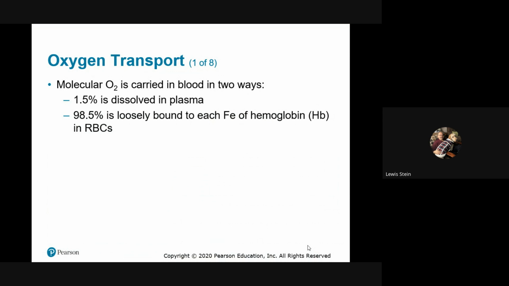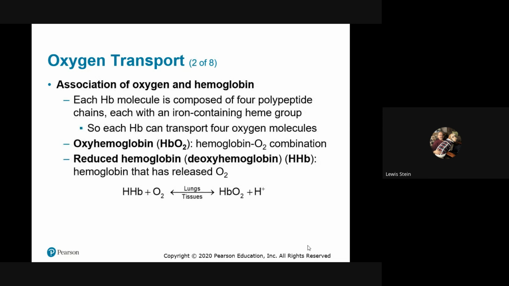So, how does it make its way around? Oxygen's easy. As you can see, there's not a whole lot of oxygen gas in the bloodstream. It's a very, very tiny amount. About 98.5%, loosely, is the watchword, because this is where we get into that saturation curve. It's bound to each iron of the hemoglobin in red blood cells.